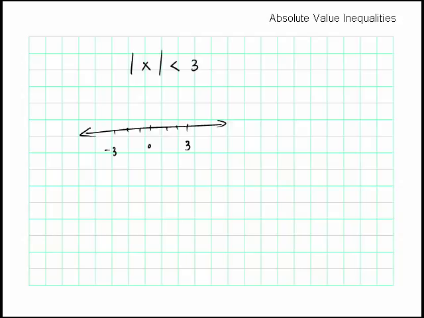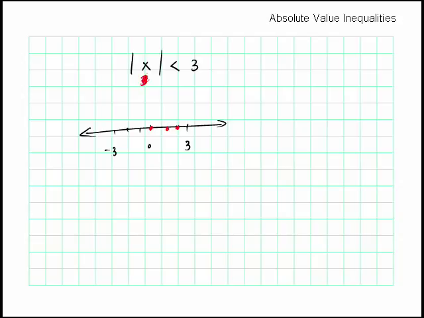Notice that if I plug in 0 for x, the absolute value of 0 is 0, and that is definitely less than 3, so it is a solution. 0 works for the inequality. If I plug a 1 in here for x, the absolute value of 1 is also less than 3. 1 works. 2 works. If I plug 3 in there, does it work? Absolute value 3 less than 3? No, not quite. 3 doesn't work.